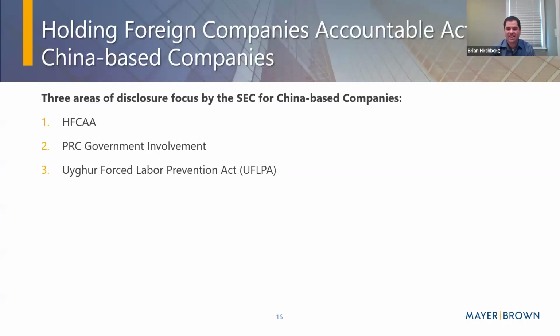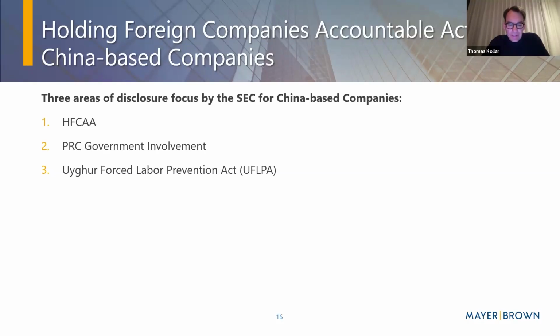So I'll hand it over to Tom to go through the Holding Foreign Companies Accountable Act. Tom? Thanks, Brian. In the last several years, we've seen the SEC issuing more and more targeted guidance regarding disclosure obligations of companies based in or with the majority of their operations in the PRC. The guidance addresses an array of disclosure issues, including those related to VIE structures, the reliability of financial reporting, the regulatory environment in China, and corporate governance matters.